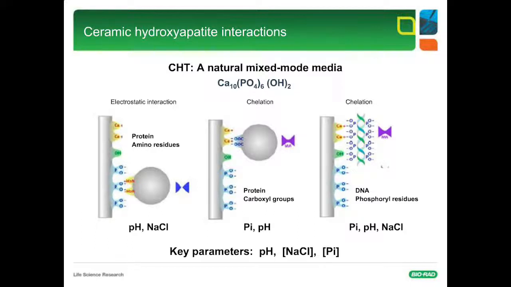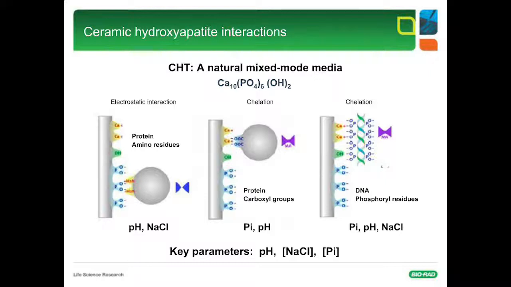They interact with the amino acid residues on protein, like the amine groups, and this kind of interaction is sensitive to buffer pH and sodium chloride concentration. There's also a calcium site on CHT. They form complexes with the carboxylates on protein molecules, and such interaction can be modulated by buffer pH and phosphate concentration.